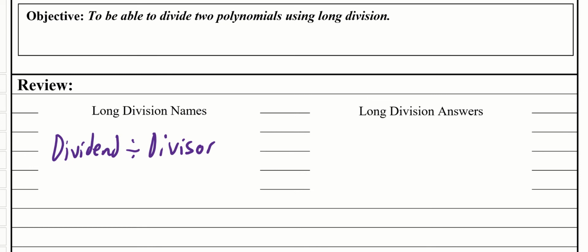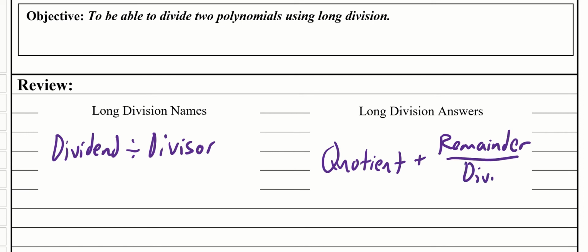And then as for your answers, this is important as well. Your answer is always going to be in the form of what we call a quotient. The answer to any division problem is a quotient. And then if there's any remainder left over, you add the remainder over the divisor. So anytime you are working through an answer, you'll always have a quotient. Sometimes it'll come out to be just a specific value, but sometimes you're going to have a remainder, and the way that you write that remainder is always the remainder over the divisor.